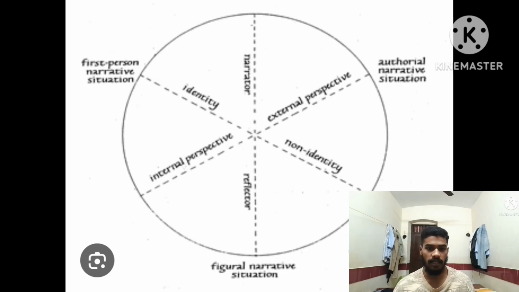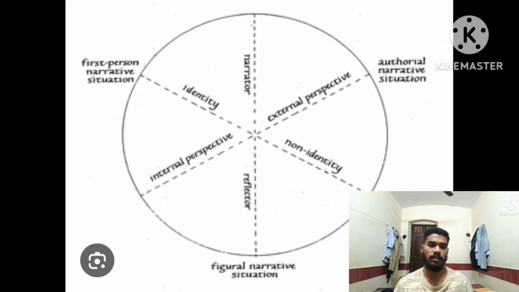Stanzel sought to classify narrative situations into three main types. The first one is authorial, the second one is first person, and the third one is figural. I will be discussing the figural narration.